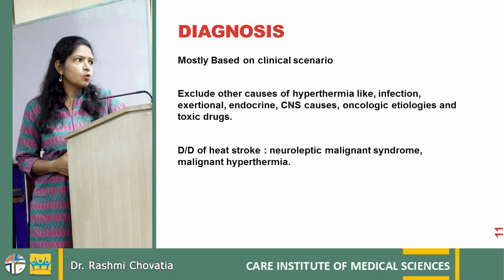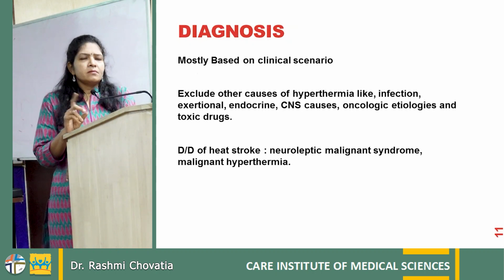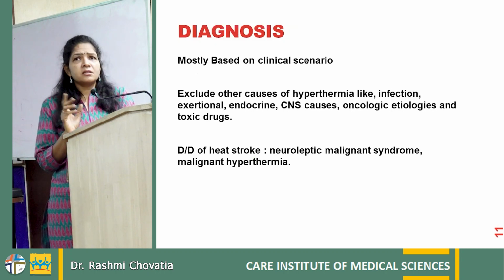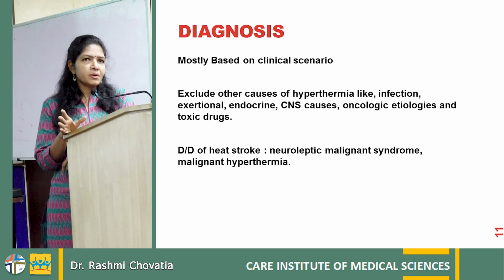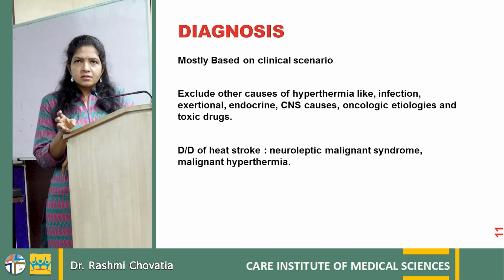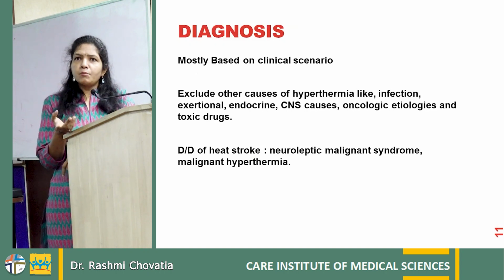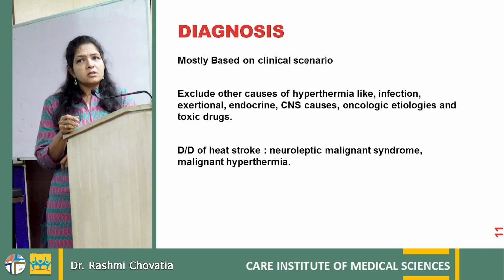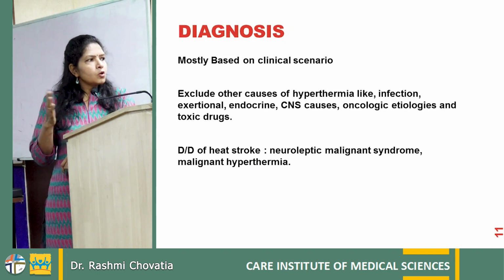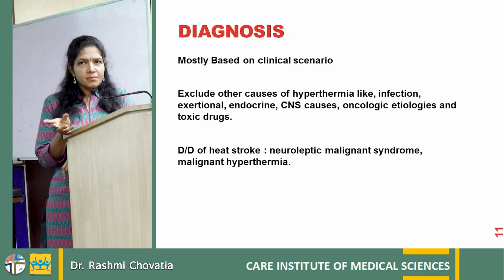Diagnosis of heat stroke is mostly based on the clinical scenario, the triad of exposure to heat, temperature more than 105 degrees, and the patient being neurologically disturbed. But we should exclude other causes of hyperthermia like infection, exertional hyperthermia, endocrine causes like thyrotoxicosis, CNS causes like hypothalamic infarct or meningitis, oncological etiologies, and toxic drugs. The close differential diagnoses which may come across are neuroleptic malignant syndrome and malignant hyperthermia.